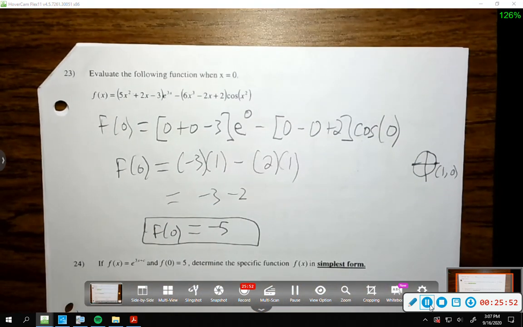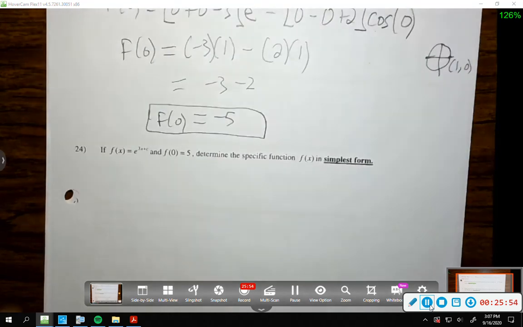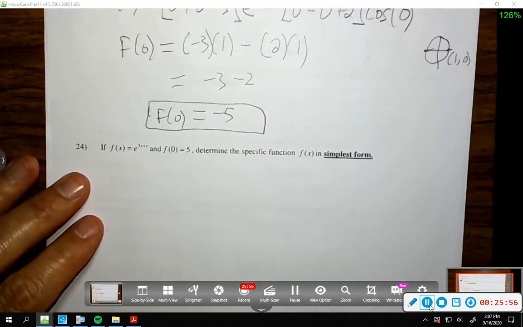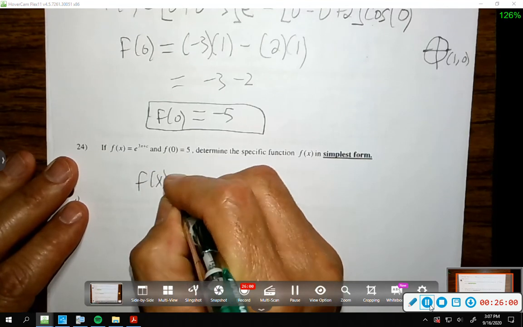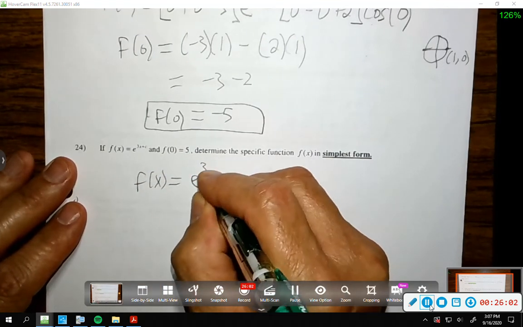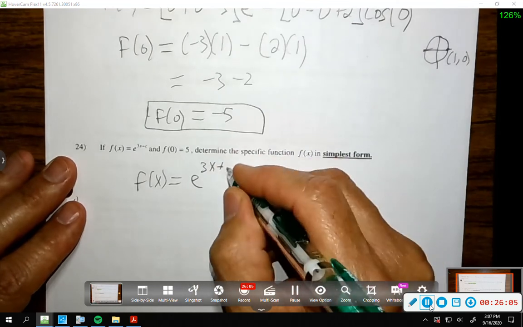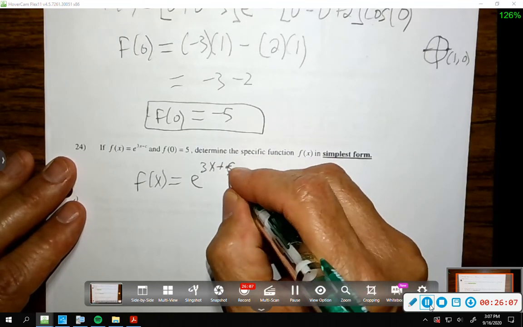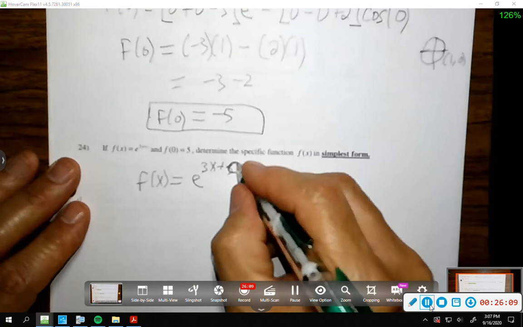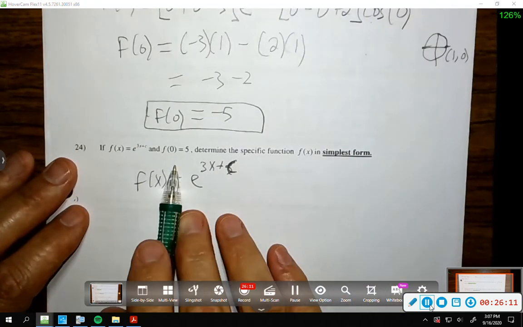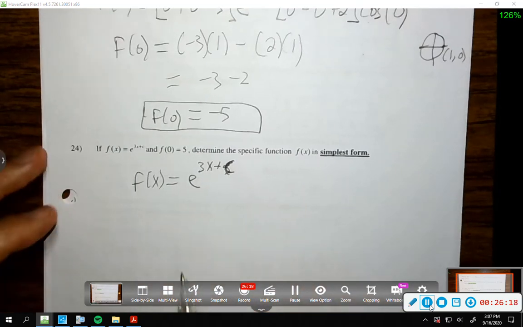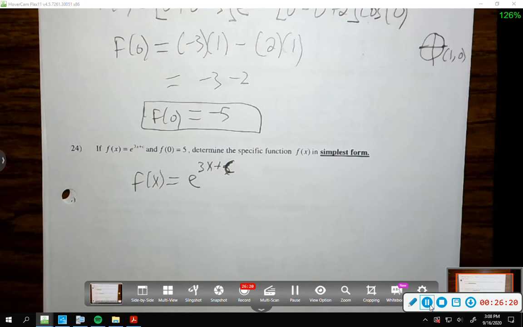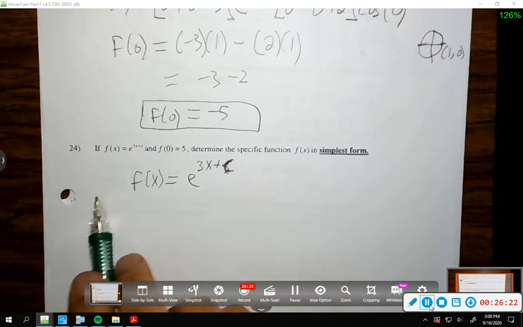Last problem. I'm not sure if this one's going to be on the test because of the abstract nature of it. But this is another problem that we're going to do frequently in chapters 7 and 8. Okay? So essentially this problem says, when you plug 0 in, you should get 5 out. If I plug in 0 for x, I get out 5.